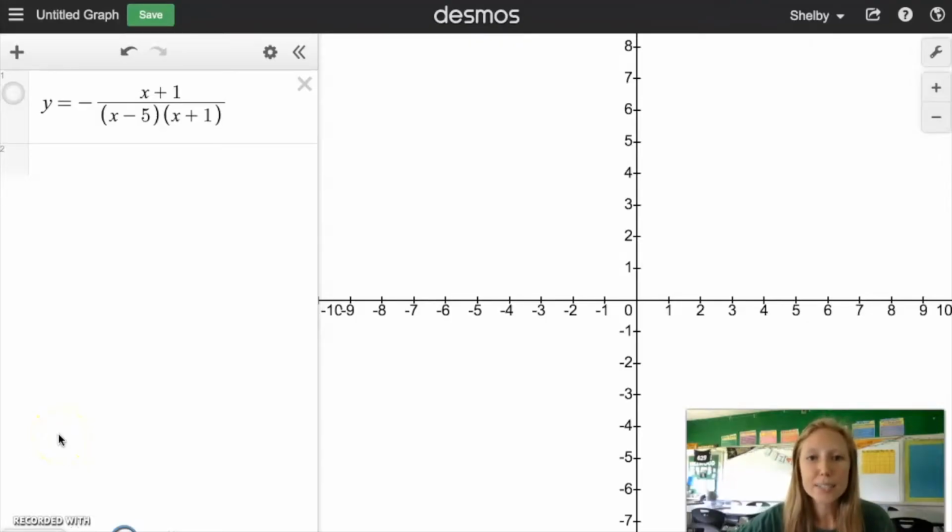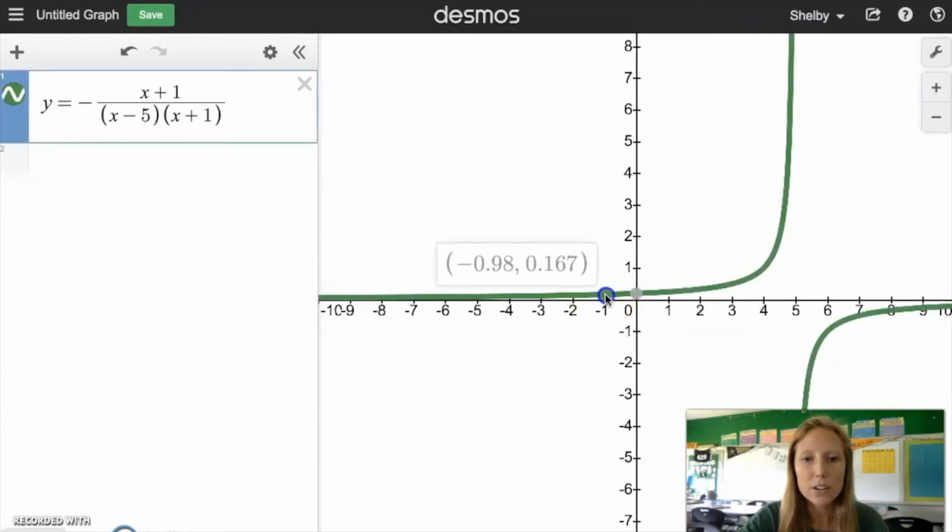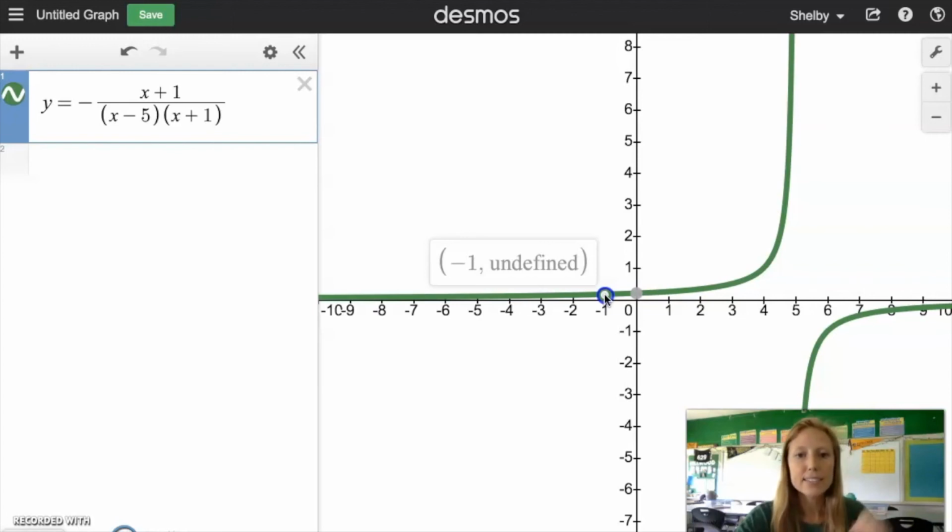Before I display this graph, we just said that there would be a hole at negative 1 and a vertical asymptote at positive 5. So let's see if we're right. The vertical asymptote should be easy to spot, and yes, it is here at positive 5, so we were right about that. And then we said that the hole in the graph would be at negative 1. If I go to an x value of negative 1 and click on our graph, that point is undefined, and it is displayed as an open circle. It is a hole in the graph.